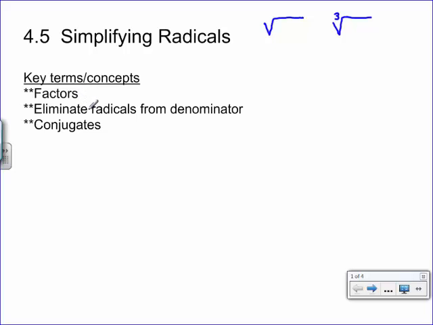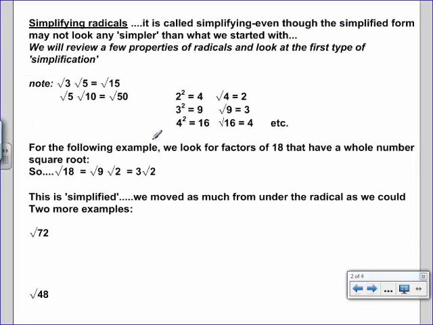Also, we'll talk about how they don't allow radicals in the denominator of a fraction. One method, this word here, conjugate, is a method for eliminating radicals from the denominator. Okay, as it says up here, they call it simplifying radicals. Even though the simplified form doesn't look any simpler than what we started with, that is what they call simplifying radicals.